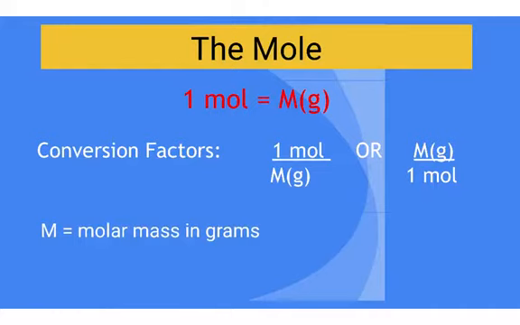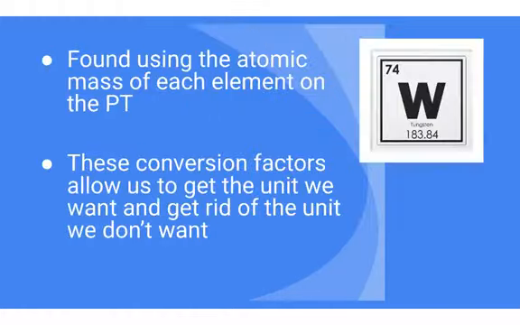We can use that relationship in two different ways to make conversion factors. We can use it as 1 mole over molar mass, or molar mass over 1 mole. Molar mass is found on the periodic table by looking at the atomic mass at the bottom of each element, and we're going to use the formula to figure out how many times we have to multiply that mass for our total molar mass for the compound.